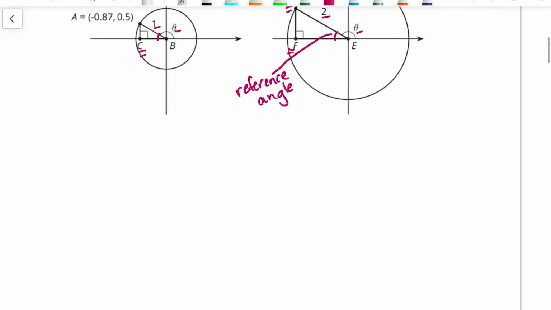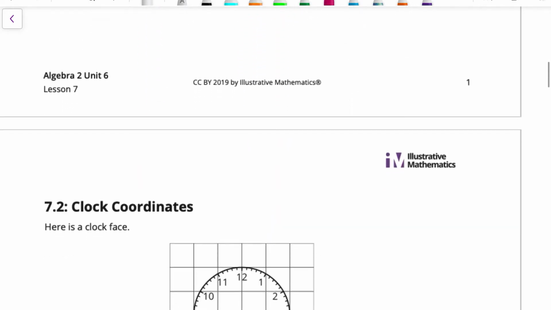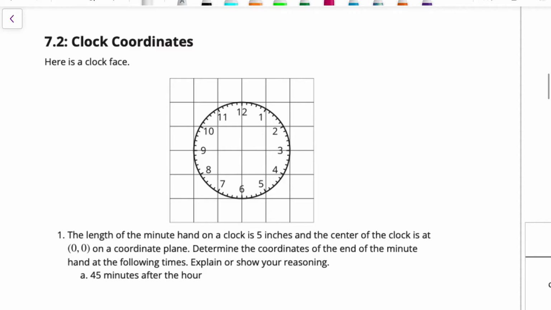All right, so let's take a look at 7.2, Clock Coordinates. Here is a clock face, and the length of the minute hand on the clock is 5 inches, and the center of the clock is at 0, 0 on the coordinate plane. So here's 0, 0. Determine the coordinates of the end of the minute hand at the following times.